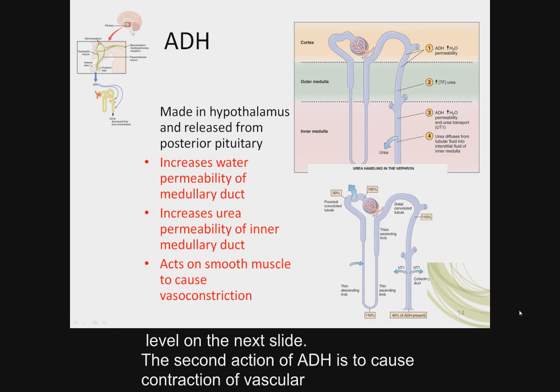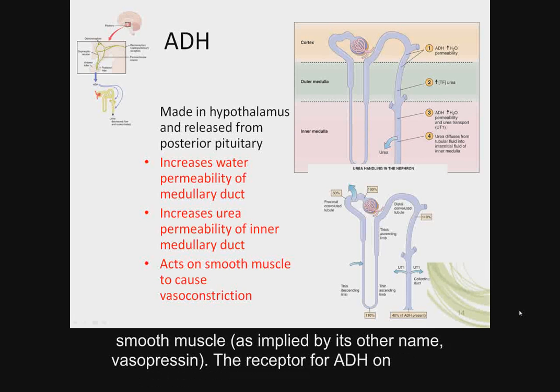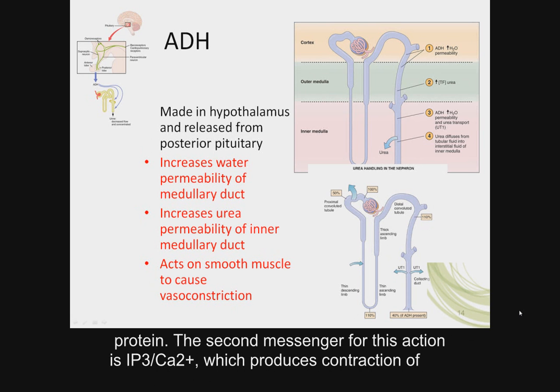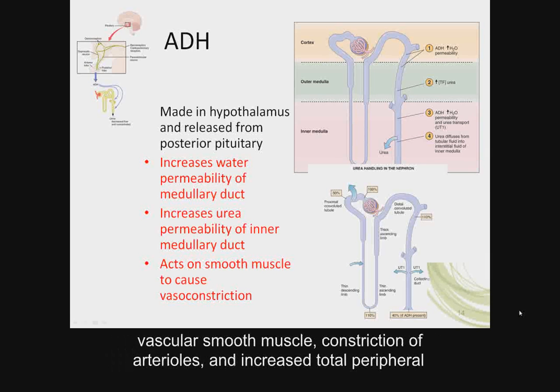The second action of ADH is to cause contraction of vascular smooth muscle, as implied by its other name, vasopressin. The receptor for ADH on vascular smooth muscle is a V1 receptor, which is coupled to phospholipase C via a G protein. The second messenger for this action is IP3-DAG and calcium, which produces contraction of vascular smooth muscle, constriction of arterioles, and increased total peripheral resistance.